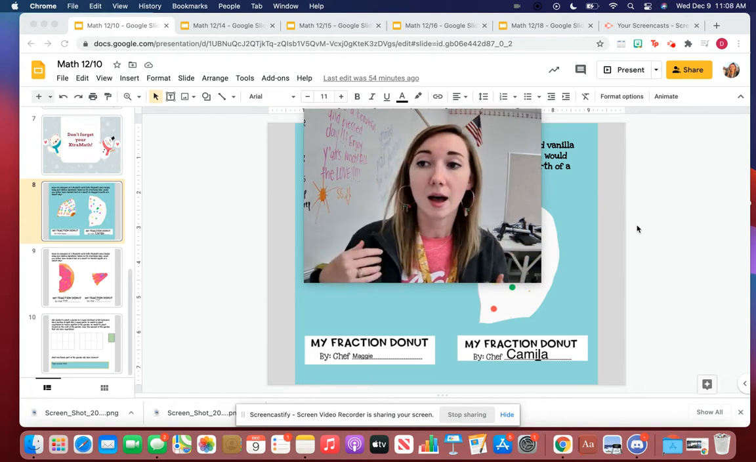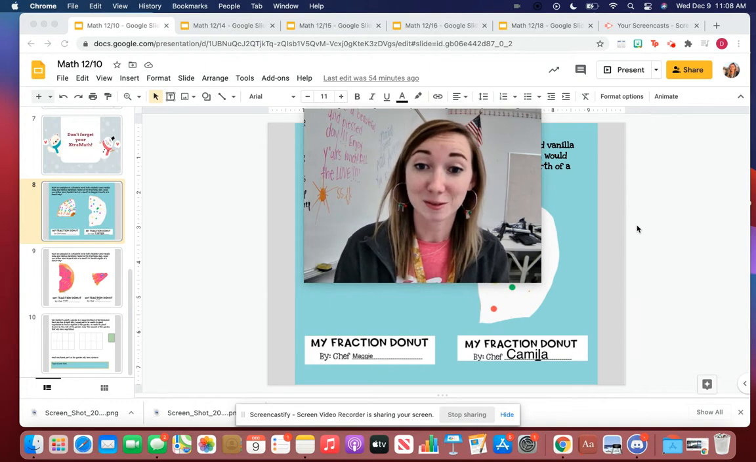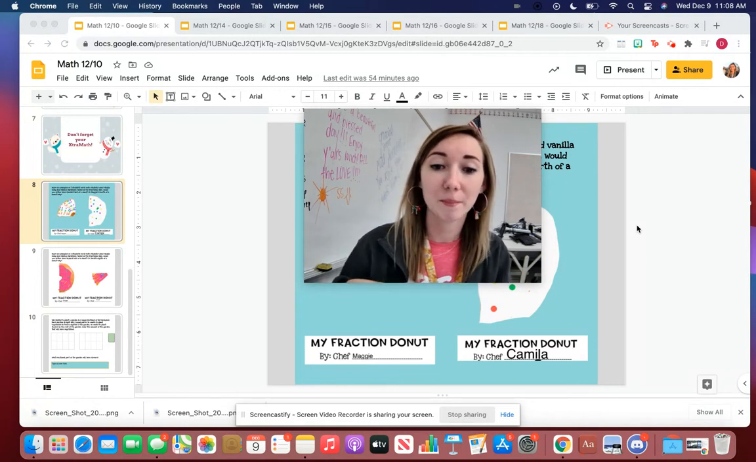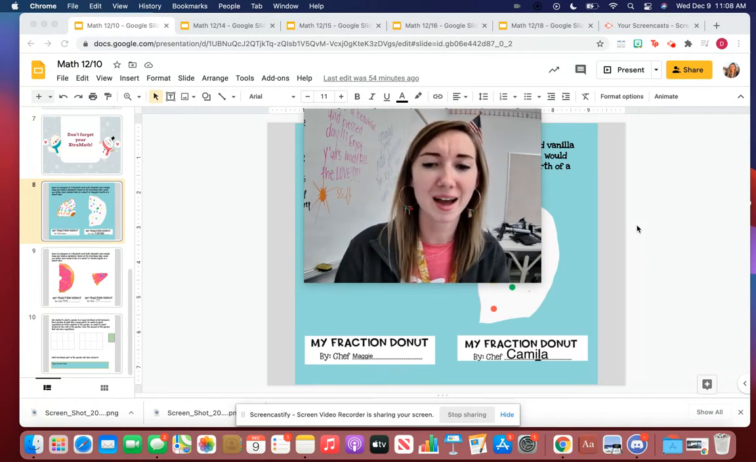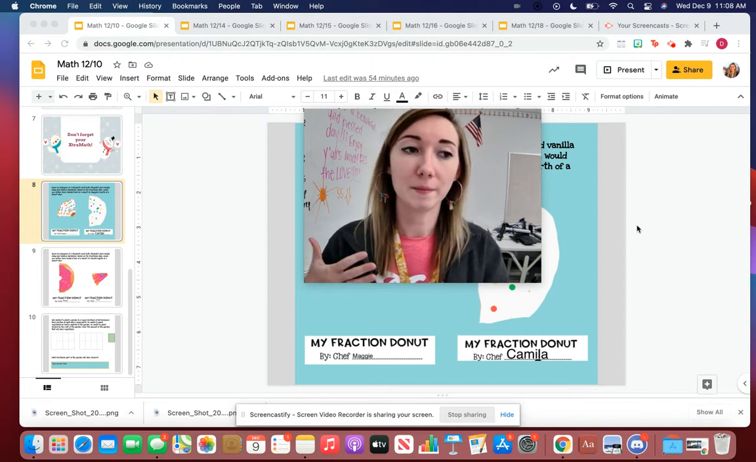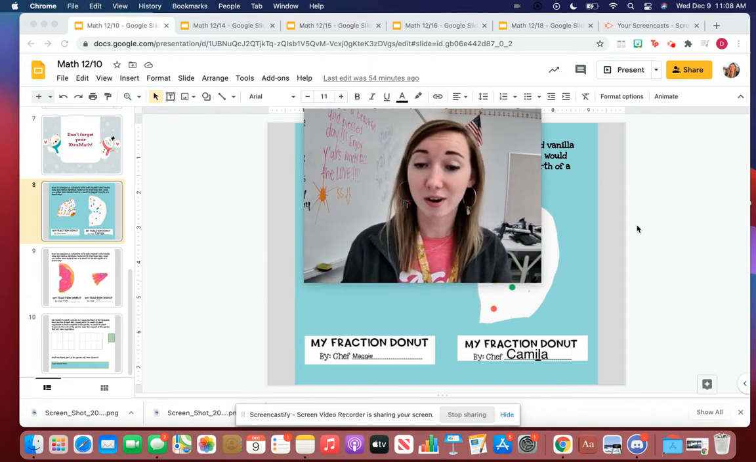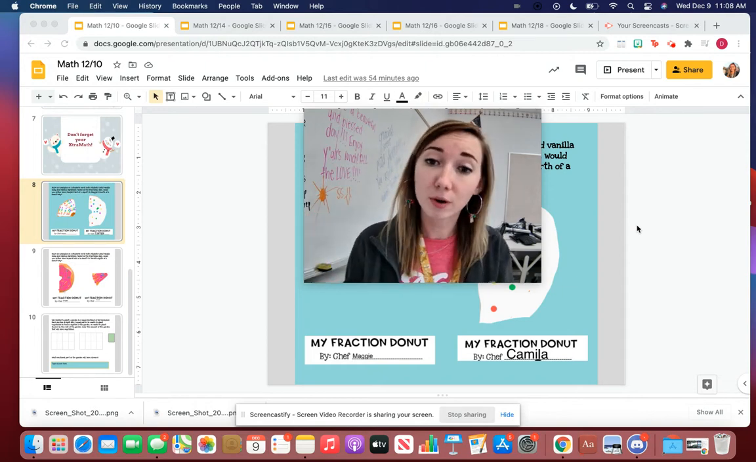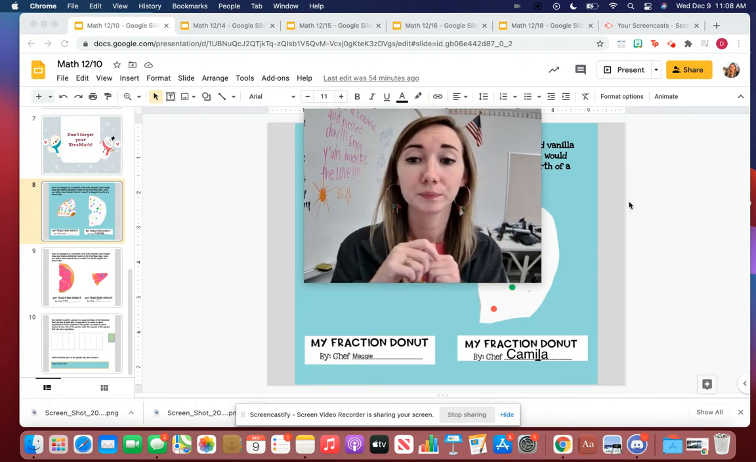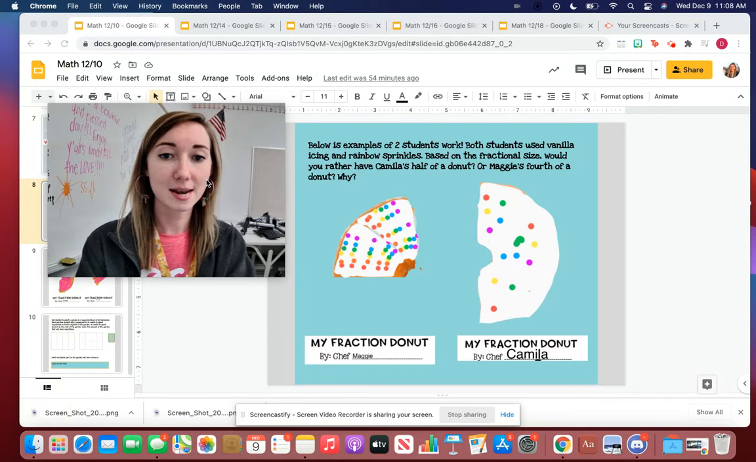I got to look at some of y'all's work already, which I'm really excited about because all of the donuts from everyone look delicious. But I picked a few people who had the same ingredients, and we're going to talk about the size of those donut fractions and if we'd rather have fourths or halves or eighths in the given situation. So I'm going to model on the first one, and we're going to start looking at it now.